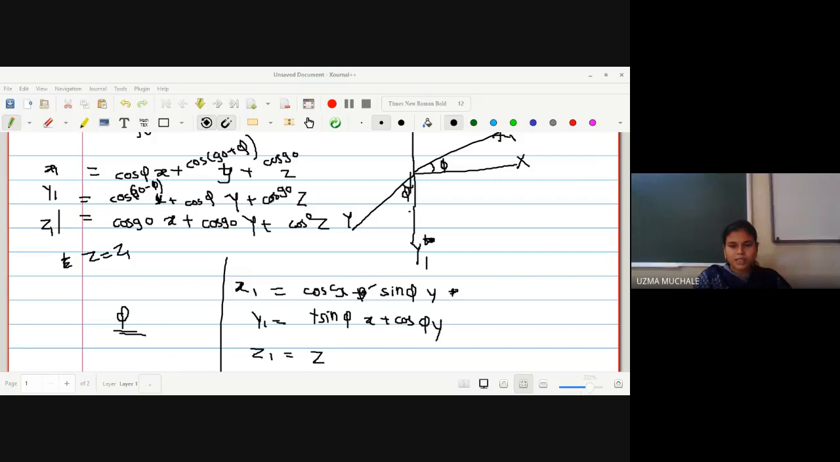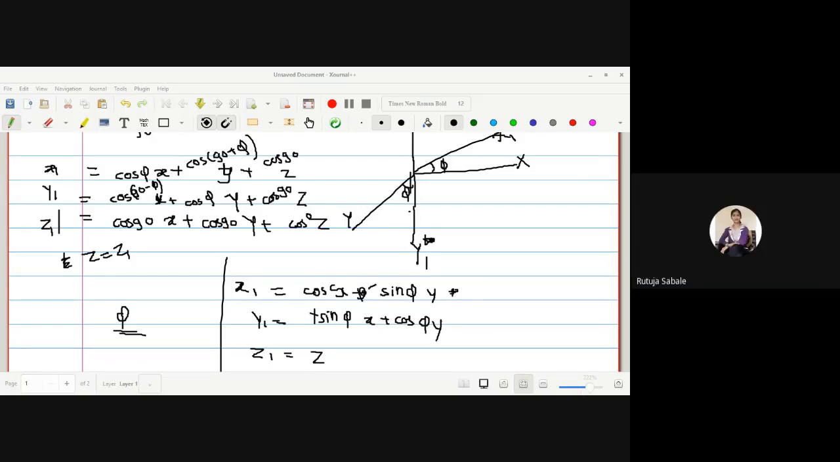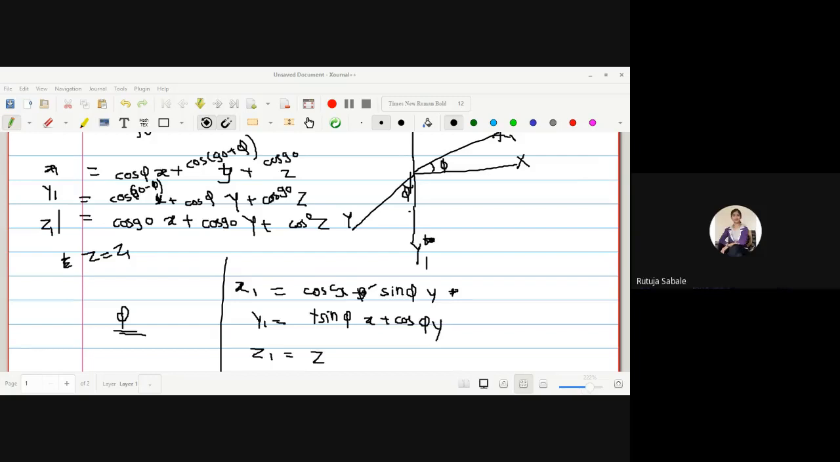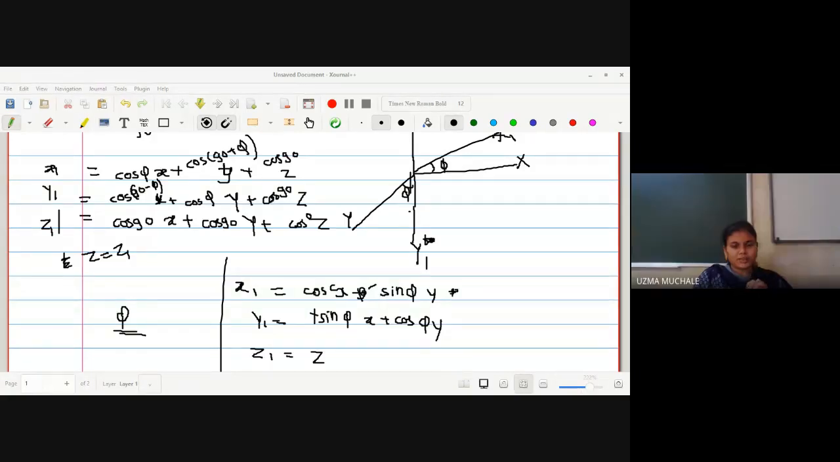So remember this homework. Ma'am, cos 90 plus phi is always a positive sign. Why is it positive? Can anyone tell me the reason? Because in the second quadrant, sine is positive, so it will be positive.